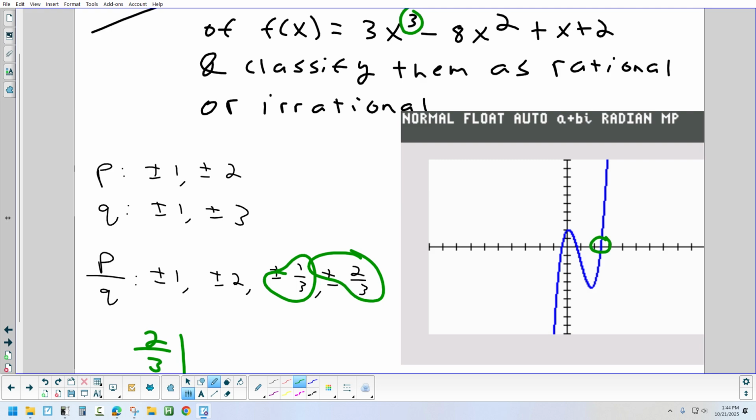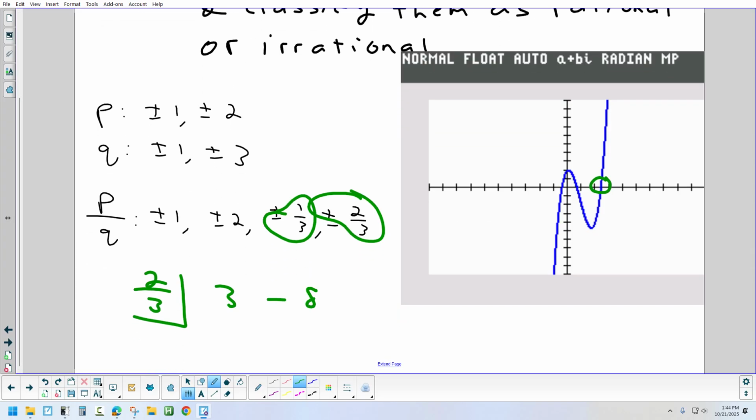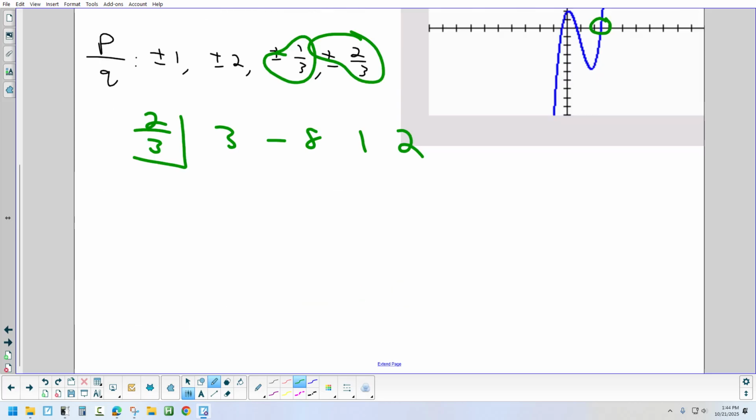3, 1, 3, 2. Negative 8, 1, 2. Yep. Okay. Bring down the 3. What's 2/3 times 3? 2. Add that up. Negative 8 plus 2 is negative 6. What's negative 6 times 2/3? Negative 4. Negative 4, good.